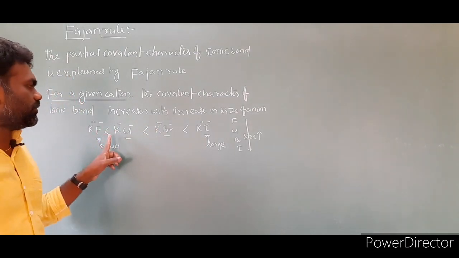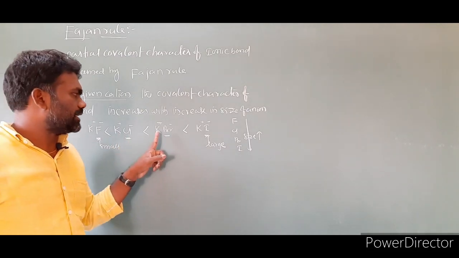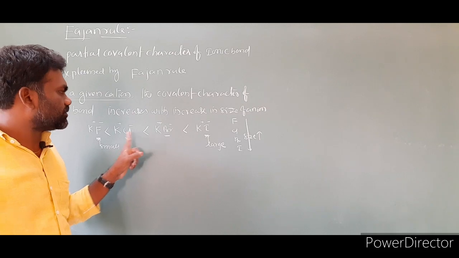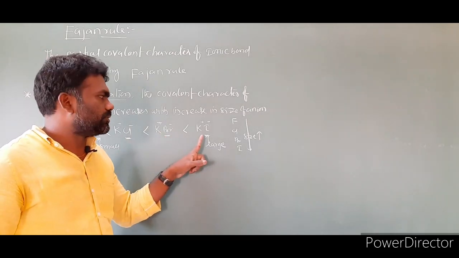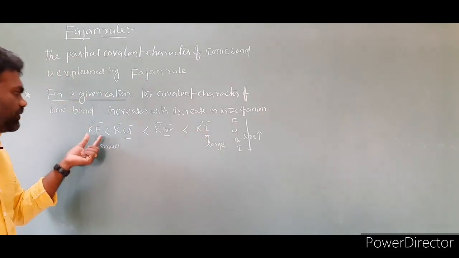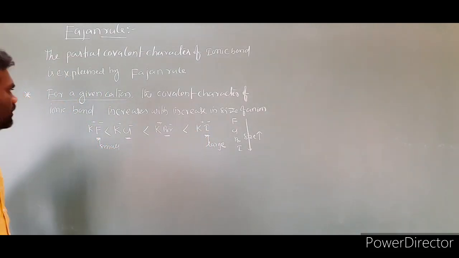So KF is less covalent than KCl, KCl is less covalent than KBr, KBr is less covalent than KI. In simple words, KI is more covalent and KF is less covalent. This is rule number 1.